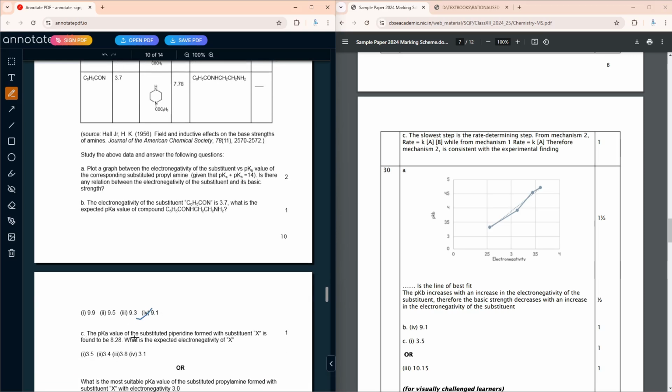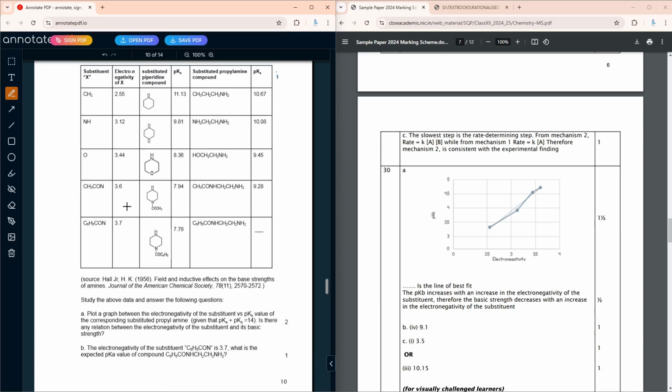The second question: the pKa value of the substituted piperidine formed with substituent X is found to be 8.28. What is the expected electronegativity of X? Now we are talking about piperidine. The pKa value is going to be 8.28. Now 8.28 is in between 8.36 and 7.94. That's the value of pKa. It's in between these two, and it's actually closer to 8.36.